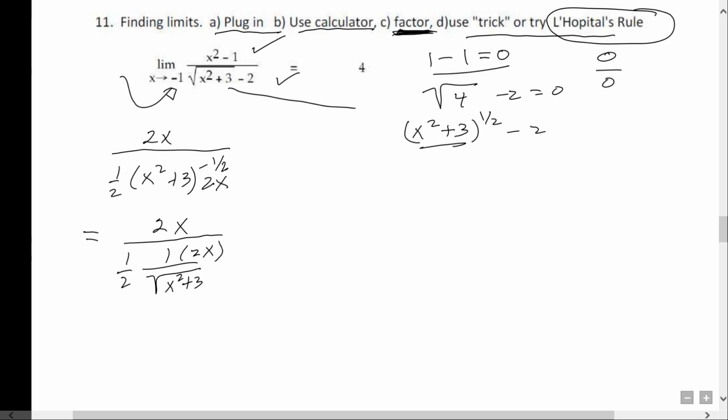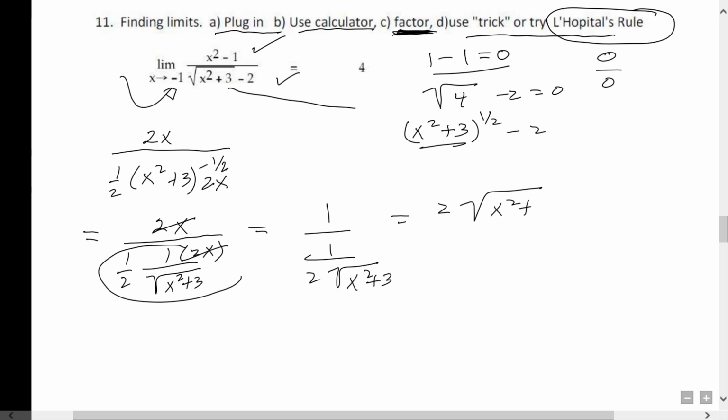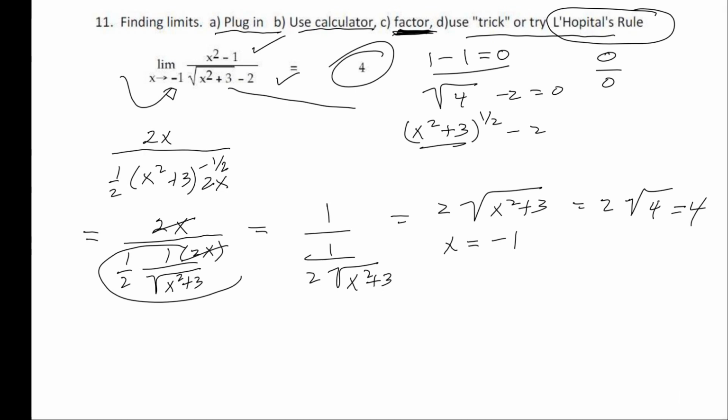And notice all of a sudden we get 2x and 2x to cancel, dividing through by 1 over 2 times the square root of x squared plus 3. We get 2 times the square root of x squared plus 3, and plug in x equal minus 1, and we get 2 times the square root of 4, and that of course is equal to 4. So the limit is 4 using L'Hopital's rule.